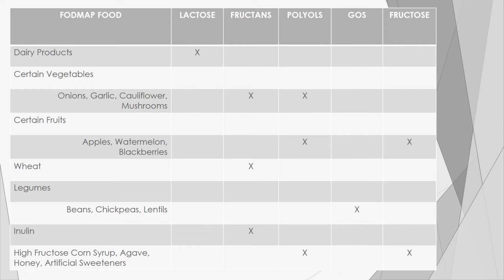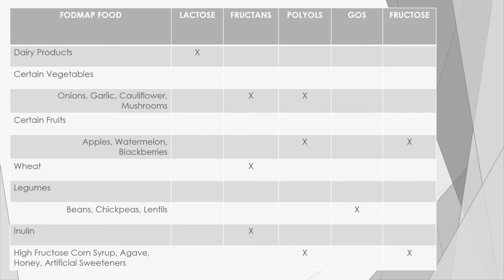Polyols and sugar alcohols, with the names typically ending in "-ol", are found naturally occurring in fruits and some vegetables. Blackberries, cauliflower, and mushrooms are some of them. And they're often used as artificial sweeteners.